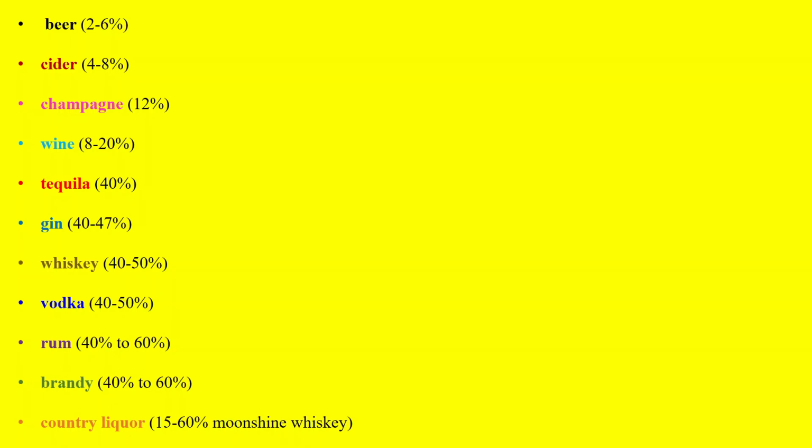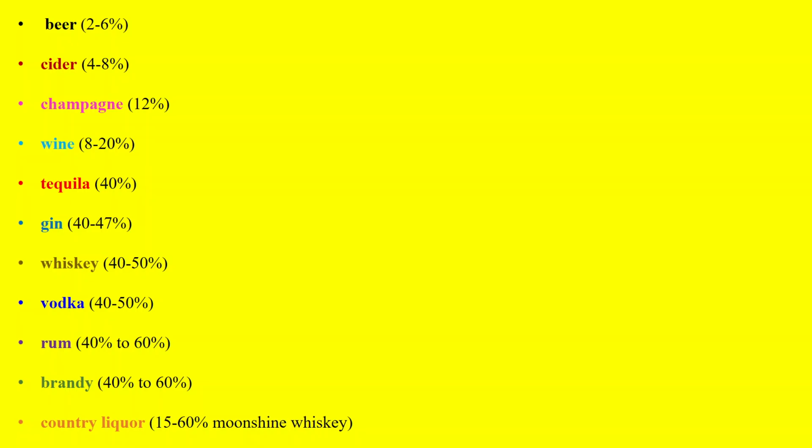Now, we should know the exact percentage of the different beverages that contain the amount of alcohol. Like beer contains only 2 to 6% of the ethanol, cider contains 4 to 8%, champagne has a 12% quantity. Wine is again an organic product which is made through the process of fermentation, and it contains about 8 to 20%. Then come the alcohol products that are made by fractional distillation. In that, tequila contains 40% ethanol, gin contains about 40 to 47%, whiskey contains 40 to 50%, vodka again 40 to 50%, rum 40 to 60%, and brandy 40 to 60%.